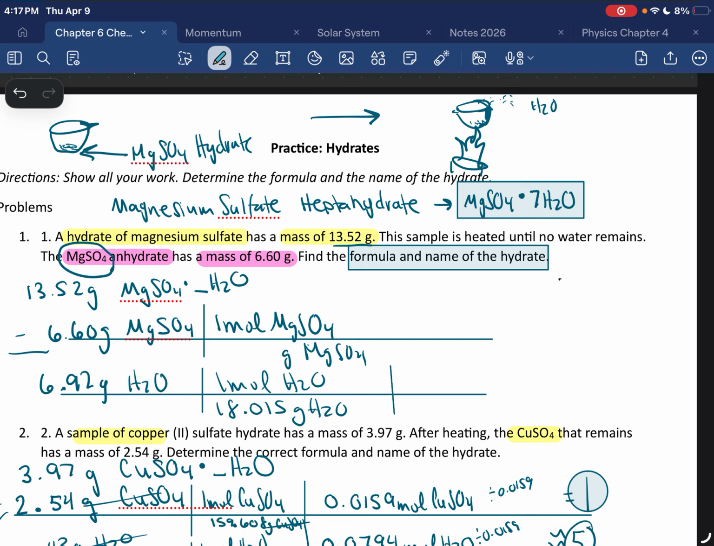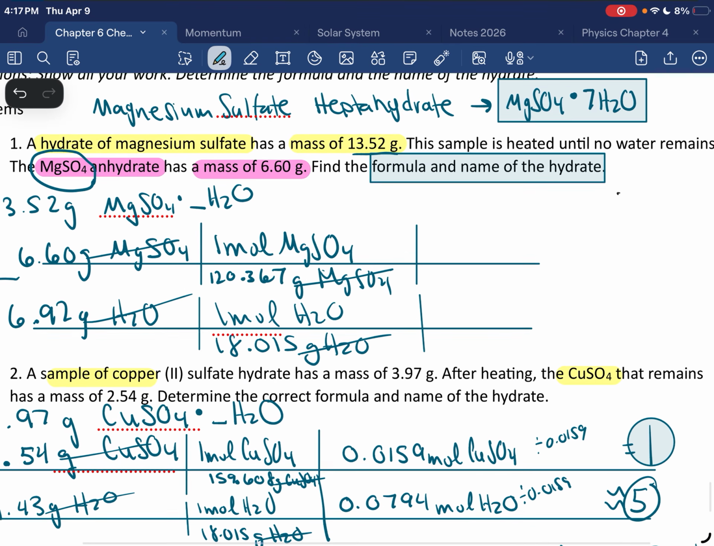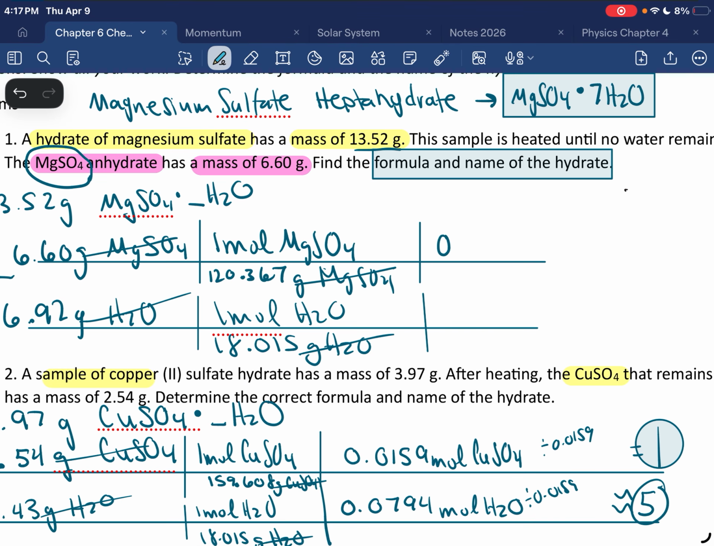And magnesium sulfate, you just add up 1 magnesium, 1 sulfur, and 4 oxygens, and you get a mass of 120.367 grams. All right, then on your calculator, you're going to take 6.60 divided by 120.367, and record it out to 3 digits here, 0.0548. We were given 3 sig figs in the given, so I'm going to use 3 now.